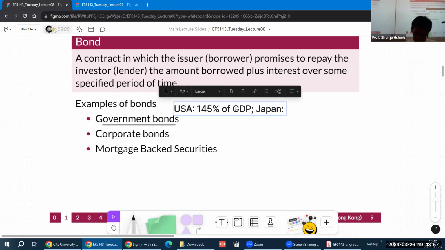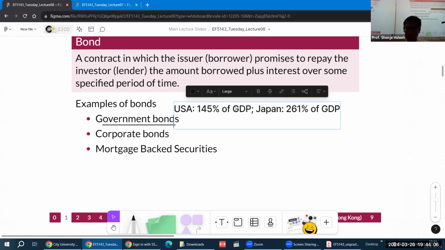Japan, believe it or not, is even worse than the US. It's 261% of its GDP. China, on the other hand, has shrunk a little bit recently. It is 77%. And Germany is 66% of GDP. This is all in proportion to GDP, or economic output. All right, very, very sovereign debt, very, very liquid markets.